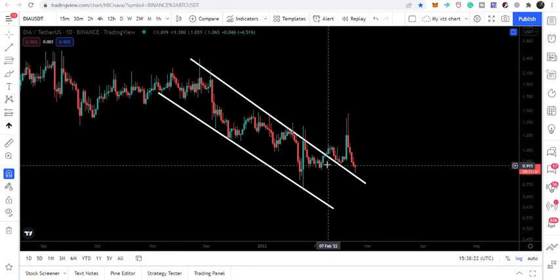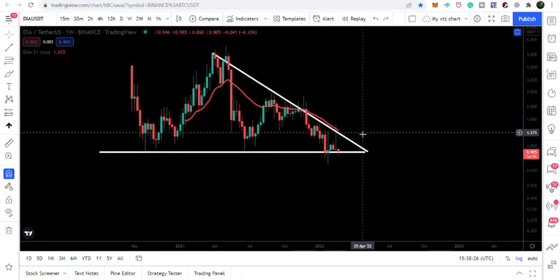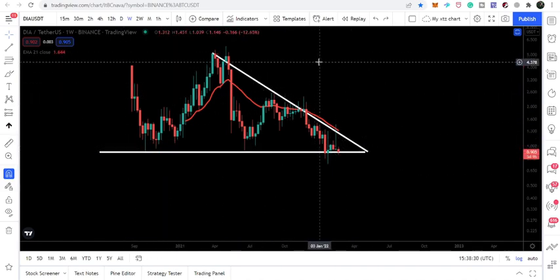But right now, after this small rally, the price line has again moved down to the same support. And in today's video, I also want to show you a very big triangle that the price line of DIA is moving inside, and testing the support once again.